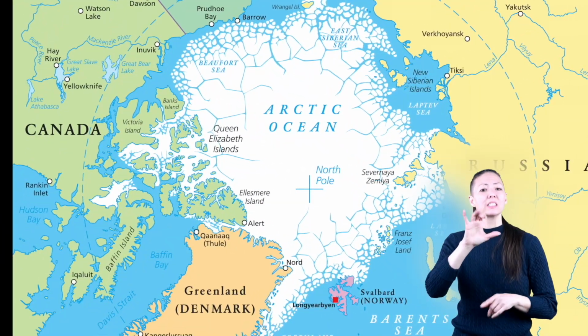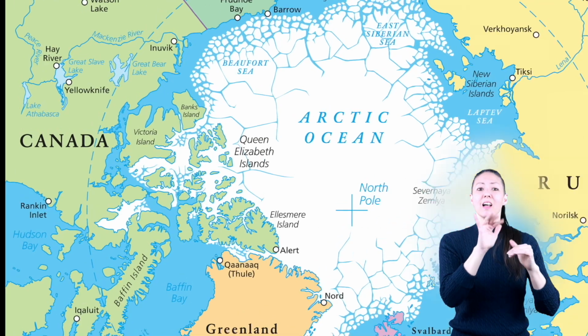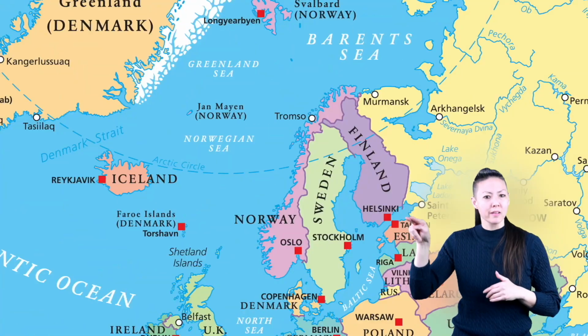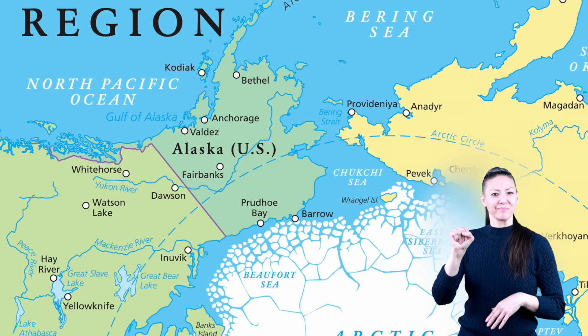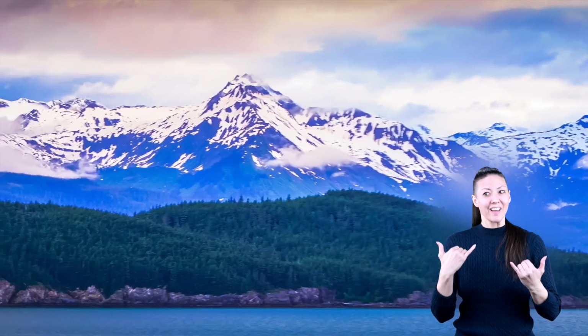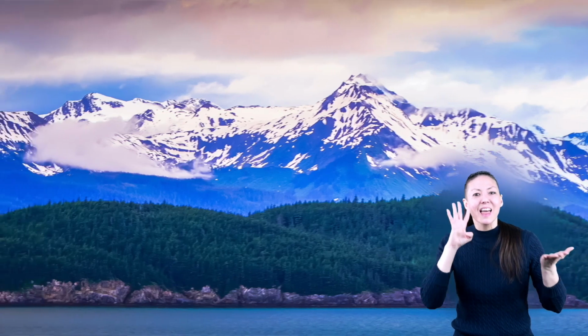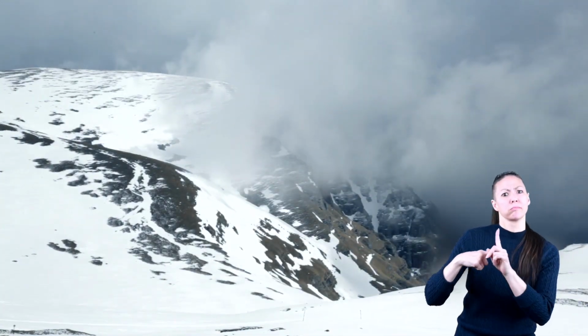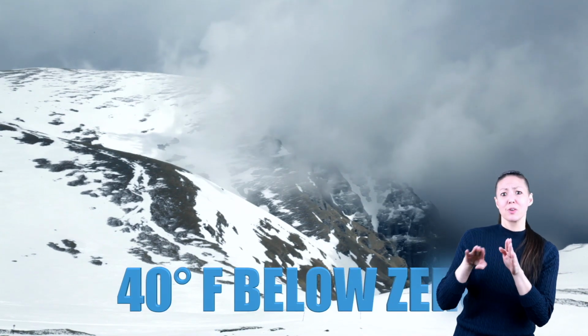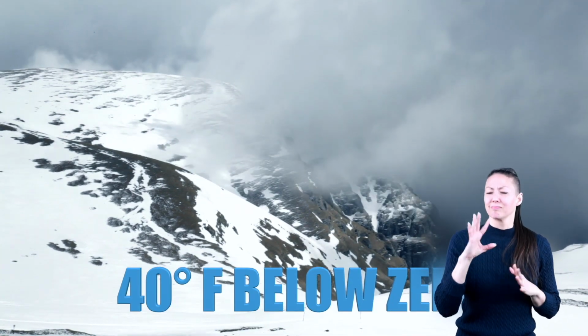The Arctic Desert partially occupies countries such as Canada, Norway, Sweden, Russia, and the United States. That's right, we've got Arctic Desert up in Alaska. Precipitation is usually snow, and temperatures can drop to as low as 40 degrees below zero.